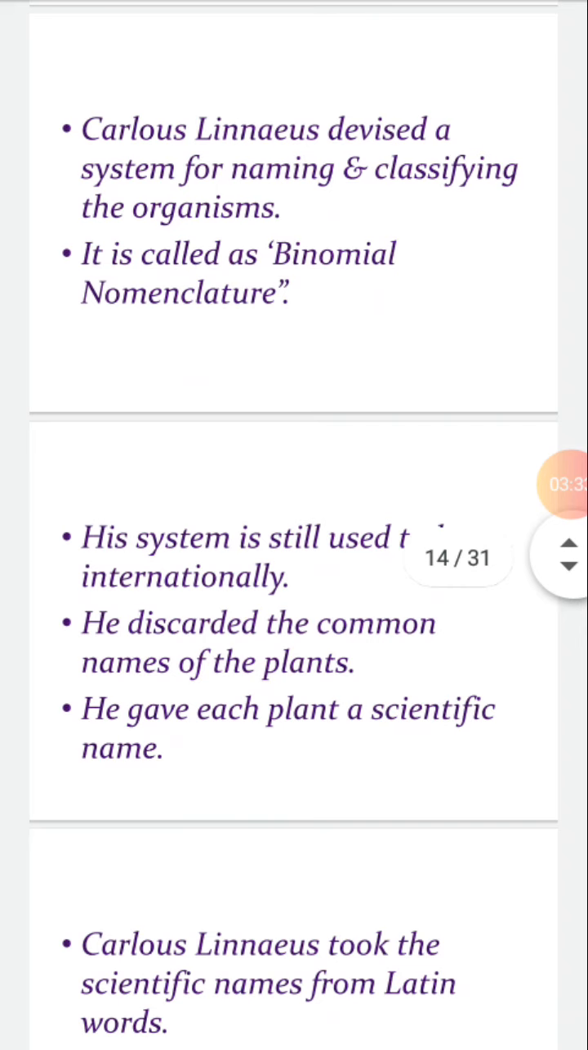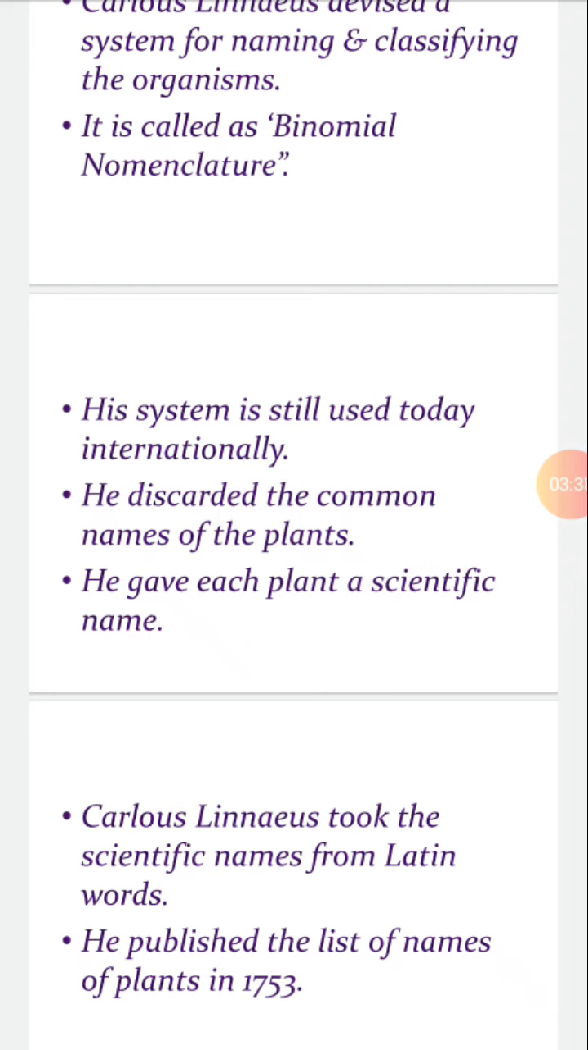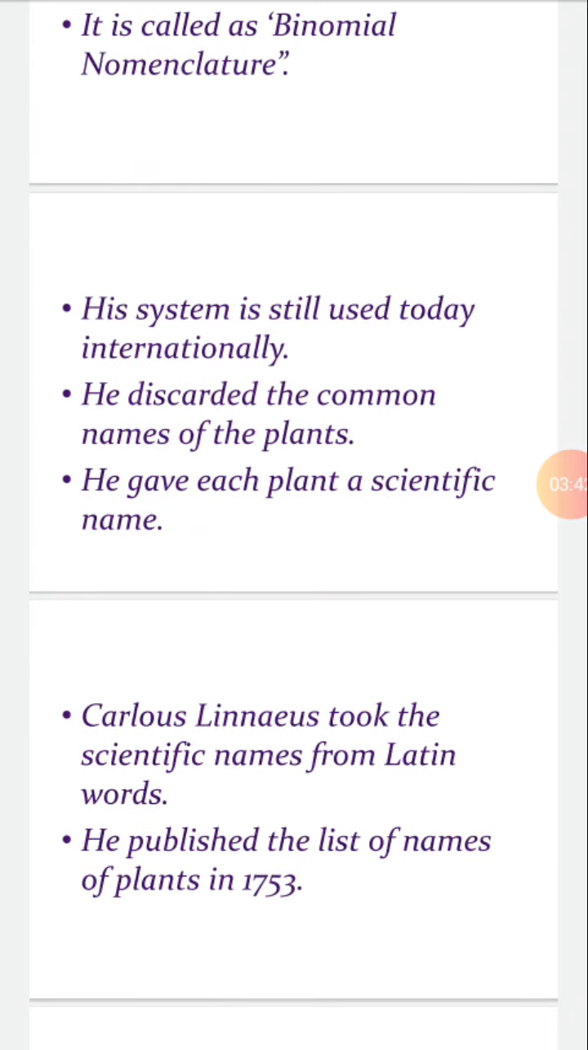For example, onion is Allium cepa. Carl Linnaeus took the scientific names from Latin words. He published the list of names of plants in the year 1753.